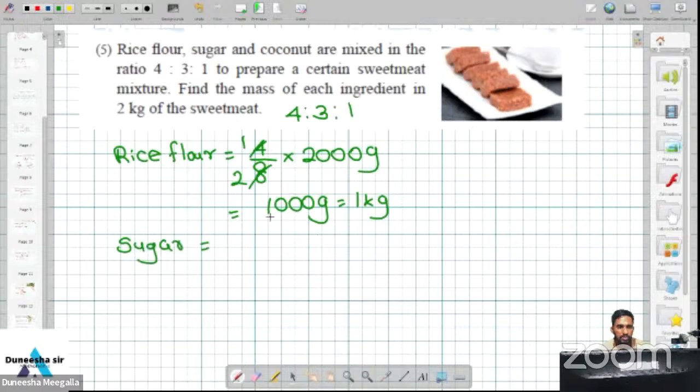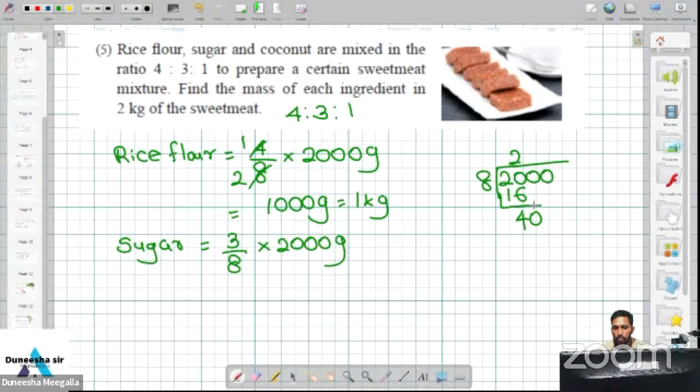What is the sugar fraction? 3 over 8. Multiply by 2000 grams. Now we have to divide 2000 by 8. How much? 8 into 20 is 2. Then 16. Bring down 40. 8 into 40 is 5.